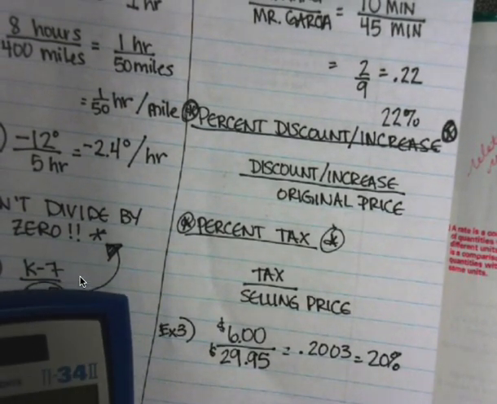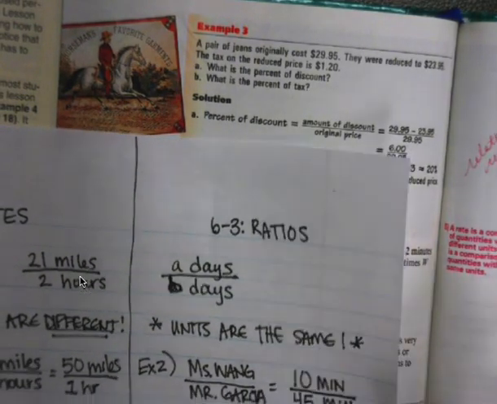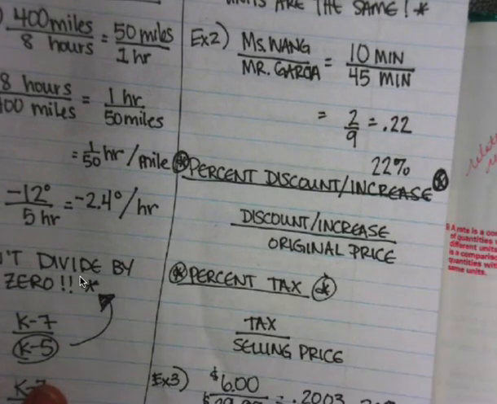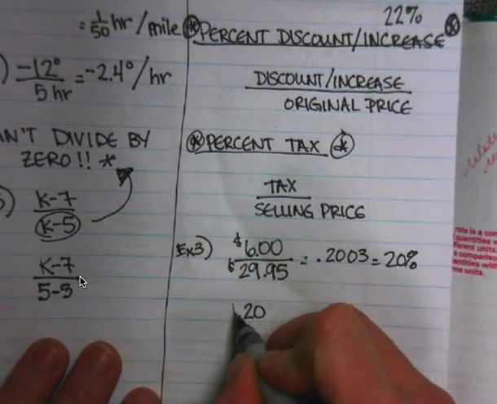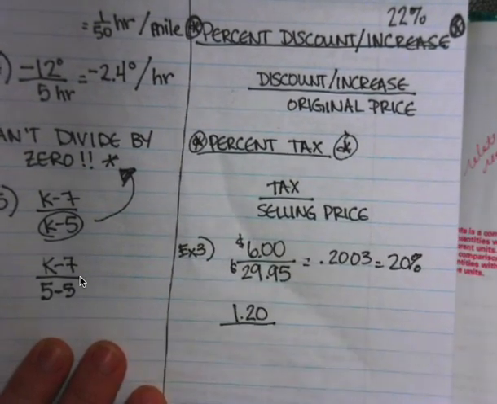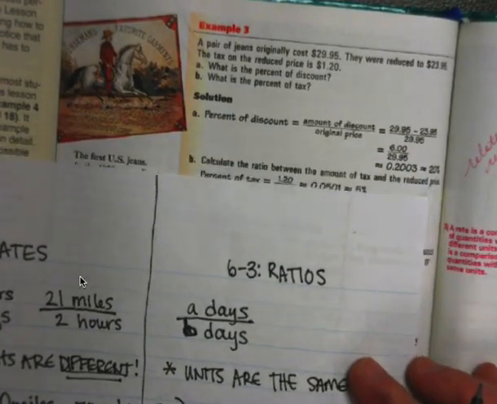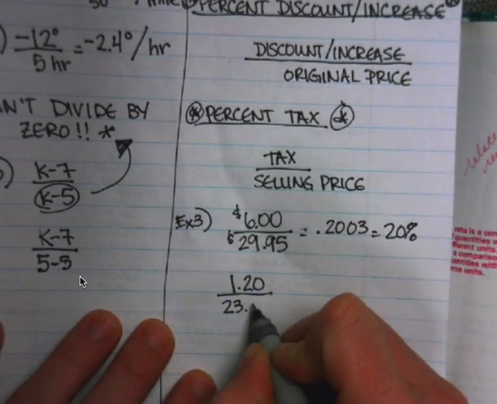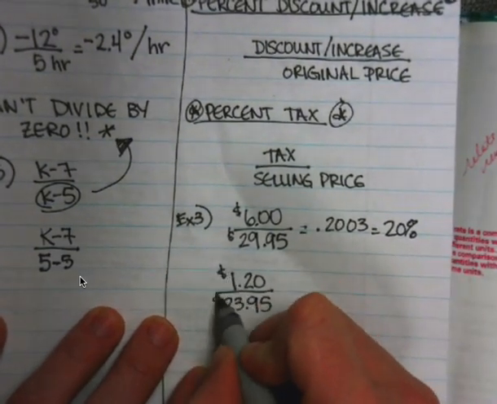Okay? The second part of the question says, what is the percent of tax? So we can go back up to this percent tax. We need the amount of tax, which was $1.20, over the selling price. And we know that the selling price ended up being $23.95. Again, these are both money, so it's a perfectly good ratio.